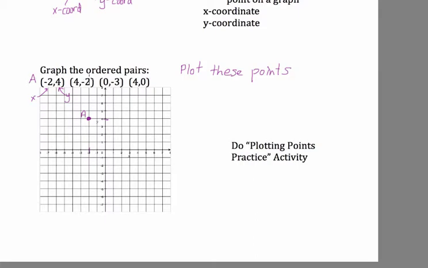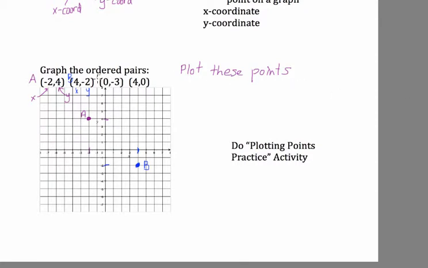Let's find point B. Well, first let's name point B as the point 4, -2. So 4 is the x-coordinate, -2 is the y-coordinate. So you find 4 on the x-axis and -2 on the y-axis and find where those meet. So it's an intersection point, really, of the 4 and the -2. There's point B.